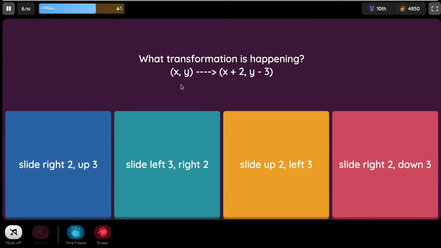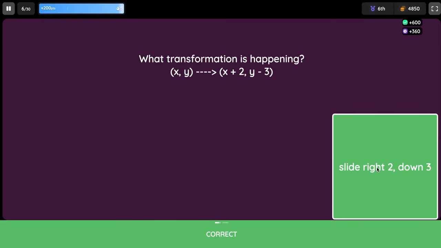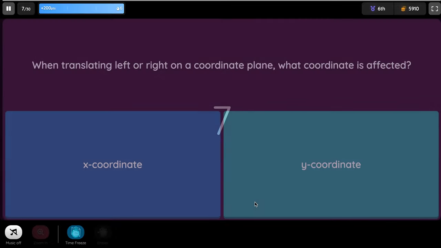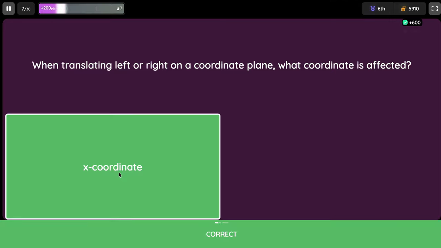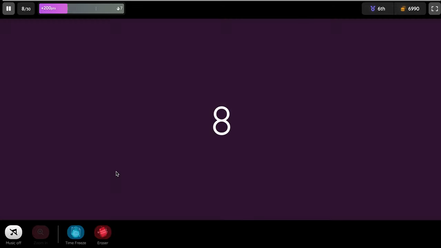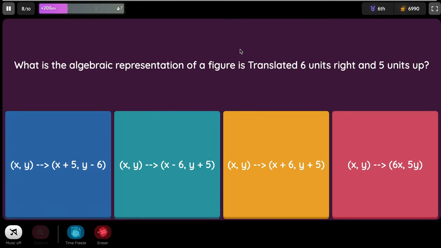What transformation is happening? (x, y) goes to (x plus 2, y minus 3). So this will become slide right 2, and this one will become slide down 3. So slide right 2, down 3. When translating left or right on a coordinate plane, what coordinate is affected? X coordinate, y coordinate. So left or right is x coordinate. What is the algebraic representation of a figure translated 6 units right and 5 units up? So 6 units right is x plus 6, 5 units up is y plus 5.